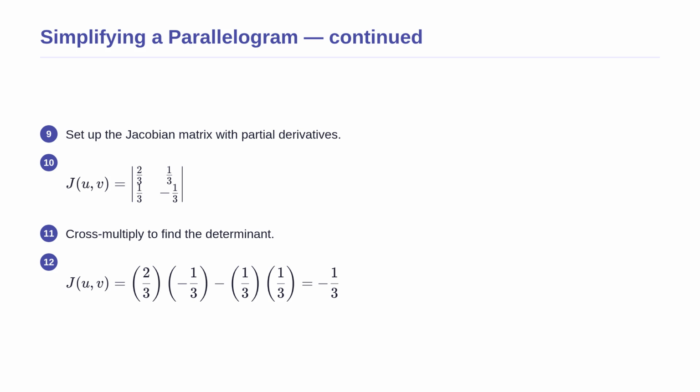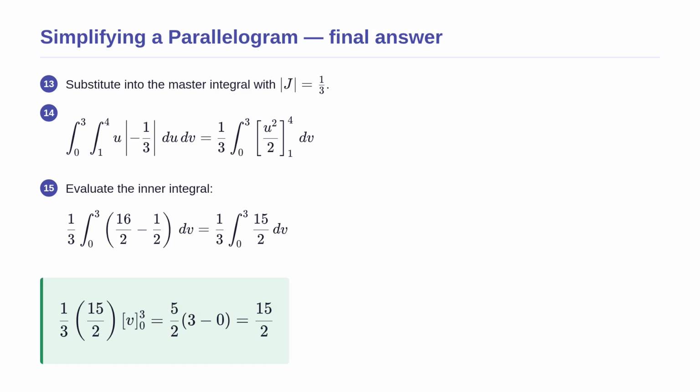Remember, the master formula requires the absolute value of the Jacobian, so our actual scaling factor will be positive 1/3. This tells us our new flat rectangle is mathematically 3 times larger than the original slanted parallelogram. We are now ready for the final evaluation.